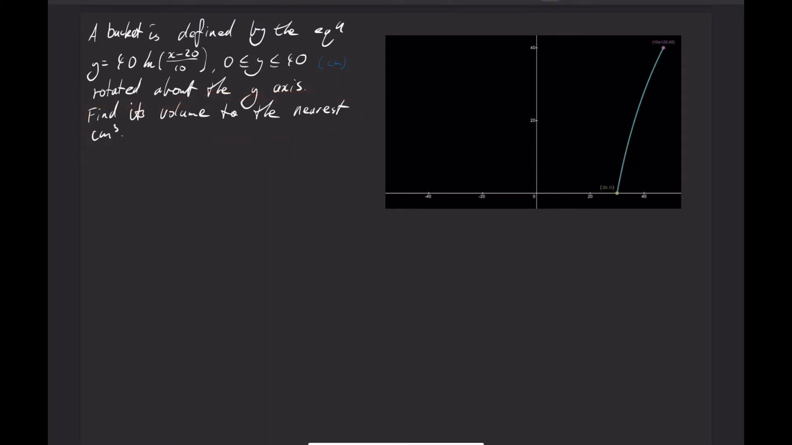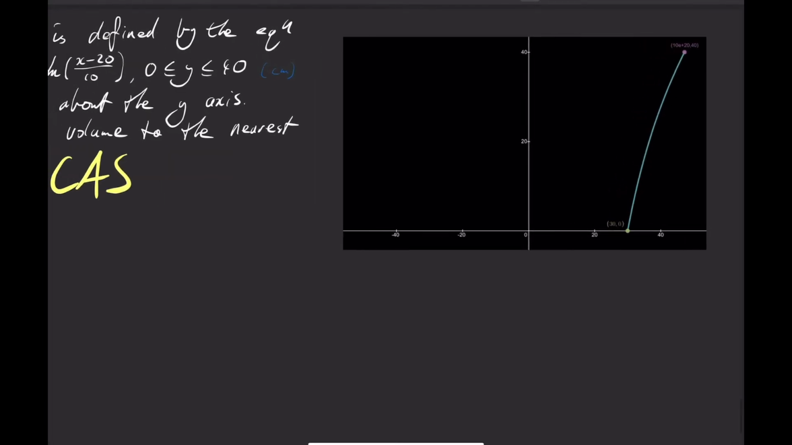Straight away, you should be able to see that this is going to be a CAS question. All right, nearest centimeter, we're rounding. We're going to have Euler's number involved, so we're not going to be expected to do this by hand. So straight away, CAS question.